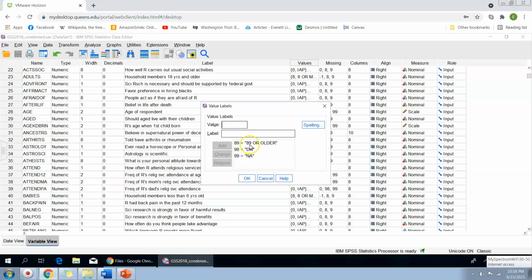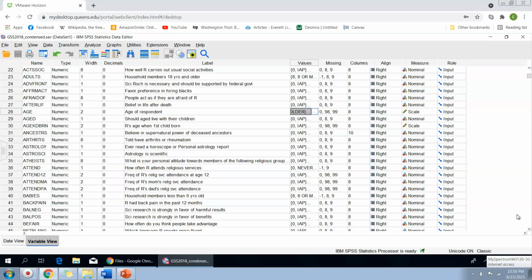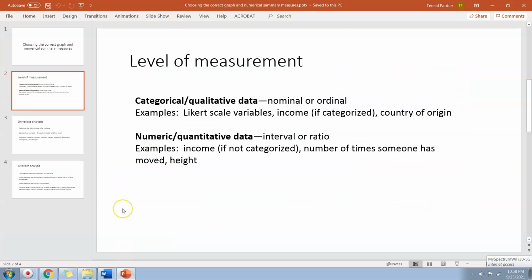They do have a value here for 89 or older. What that means is that somebody's age, as long as it's up to 89, is coded numerically. If they happen to be 89 or older, they just call them 89. So something like this you could treat as numeric. All right. And if you have any questions about that, I'm happy to help. This is important to be able to tell what's categorical and what's numeric, because that's going to determine which graph or table you use and which numerical summary measures you look at.